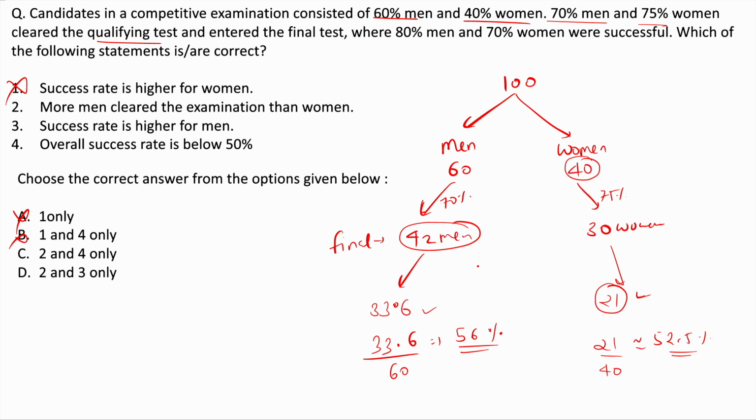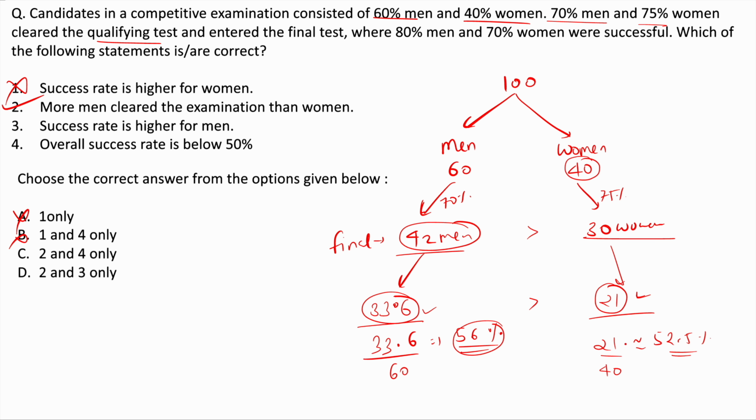42 were qualifying the test and 33.6 succeeded, which is respectively more than the corresponding number of women. So 42 men are more than 30 women and 33.6 are more than 21. So that statement is definitely true. Success rate is higher for men. Yes, we have already figured it out.